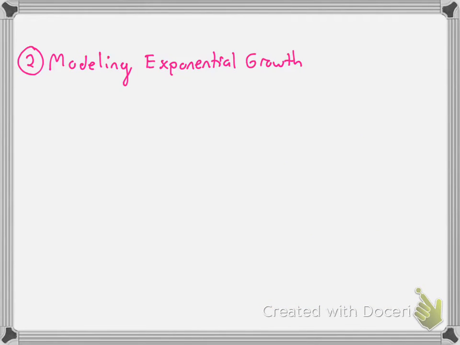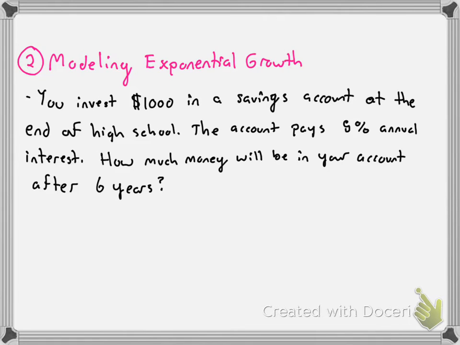So the last thing we're going to talk about in this video is modeling exponential growth from a word problem. In this scenario, let's say next year you're graduating high school and you get $1,000 from family and friends for graduation. You're going to invest that $1,000 into a savings account. The account pays 5% annual interest, and you want to know how much money will be in your account after 6 years. So you put $1,000 in the account. It has a 5% growth rate annually, so every year it's going to grow 5%. In 6 years, you don't do anything with it. You want to figure out how much is going to be in there.